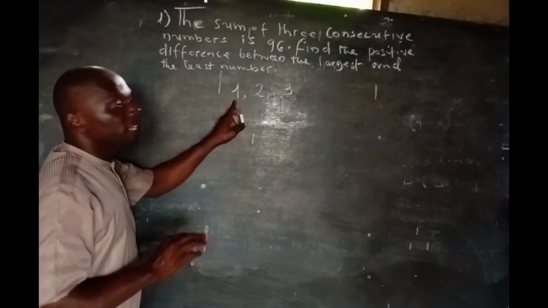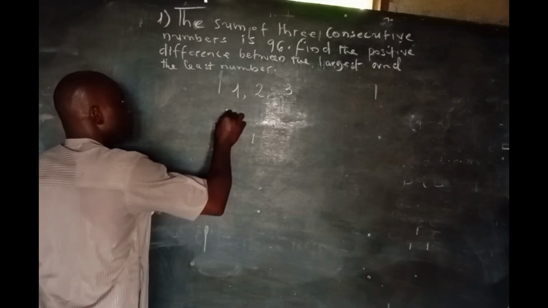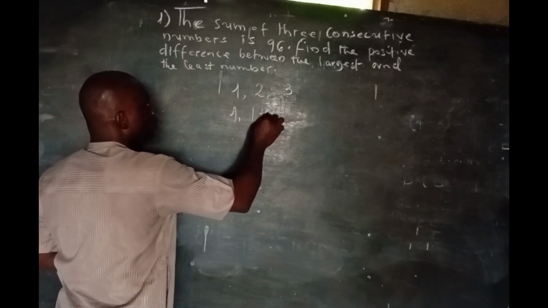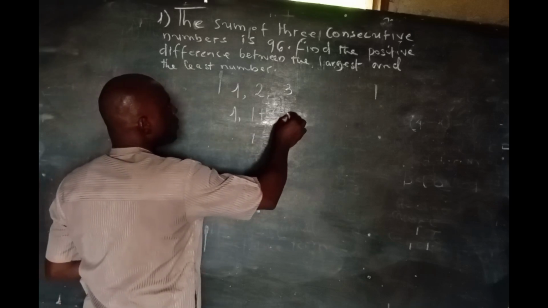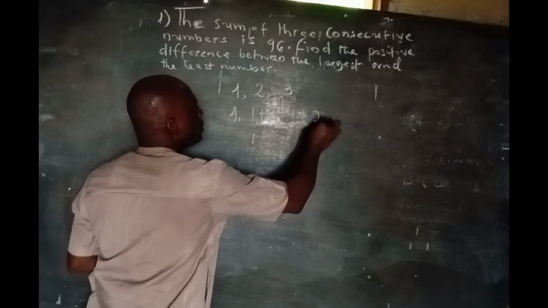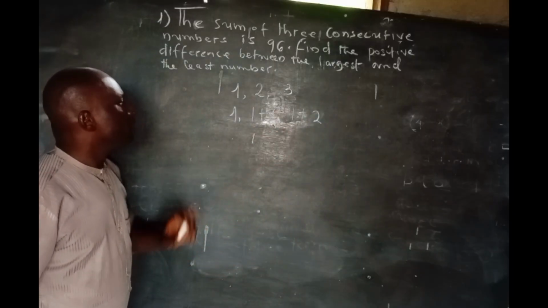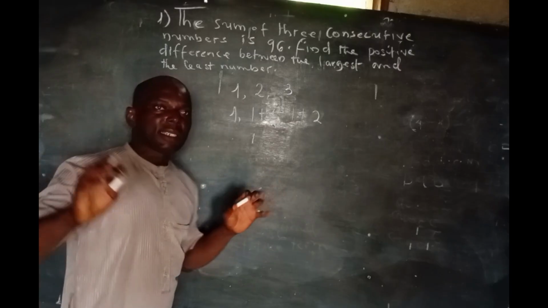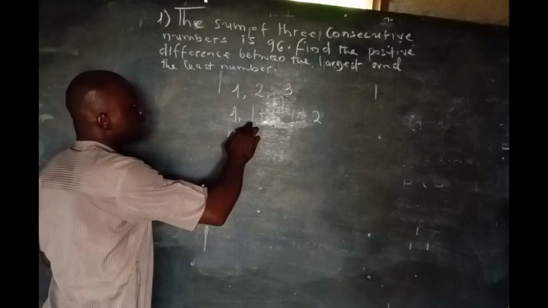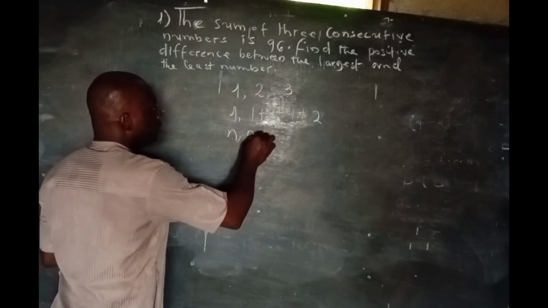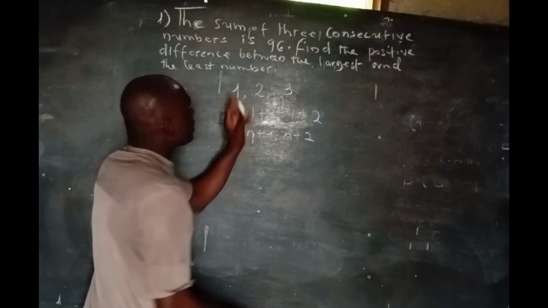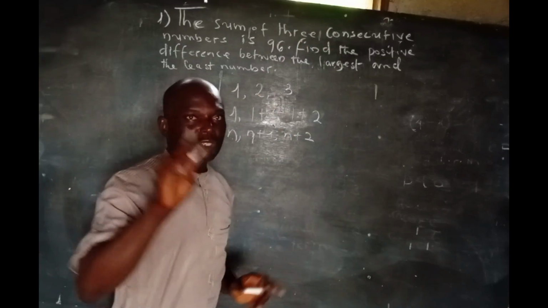Now remember, assuming this is the first number, it's one. Remember, this two here, we can also write it as one plus one. Then three here, we can also write as one plus what? 1 plus 2 is 3. Now, in a situation like this, what you need to do is let's assume the first number is n. It means that the second number will be what? n plus 1. The third number will be what? n plus 2, because it's just three consecutive numbers.